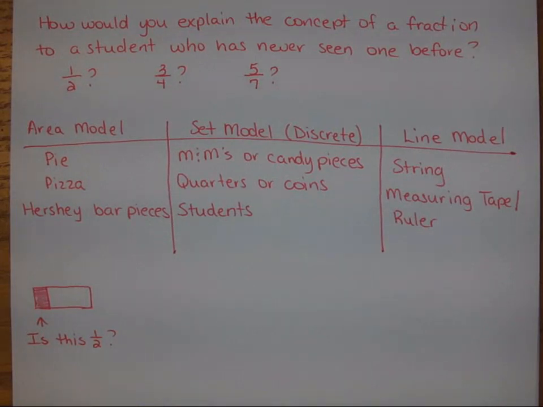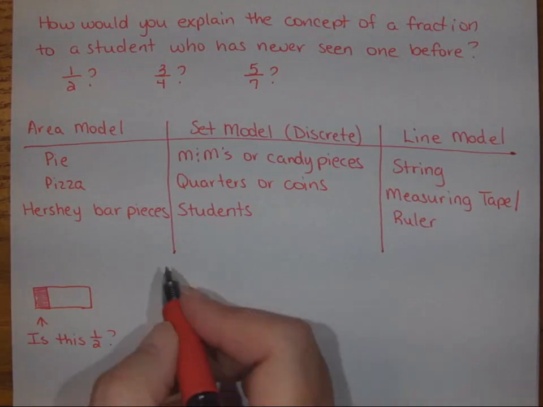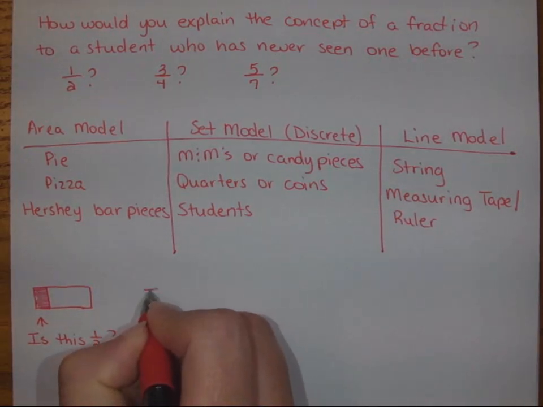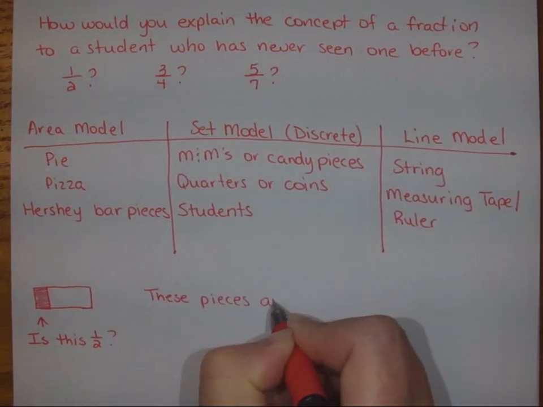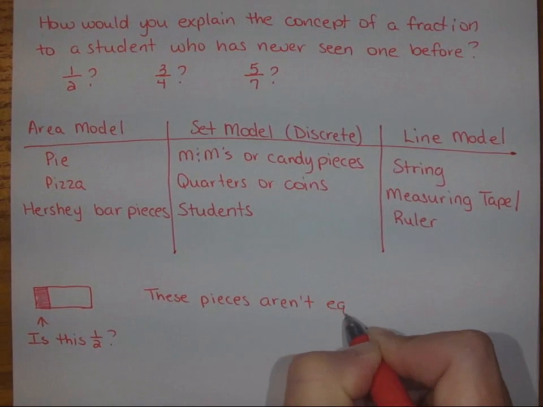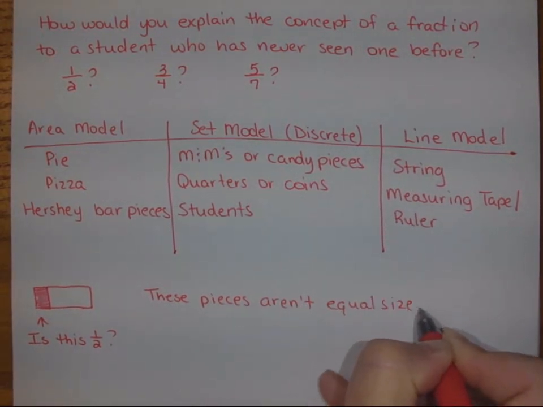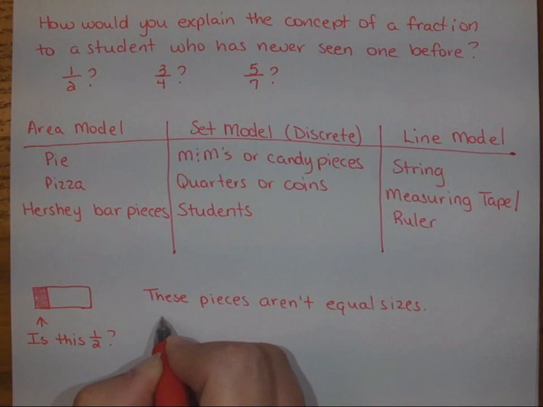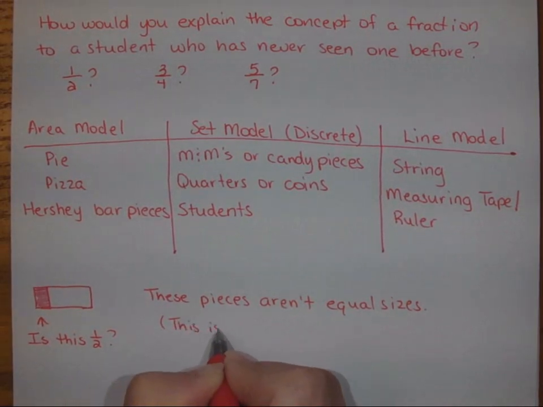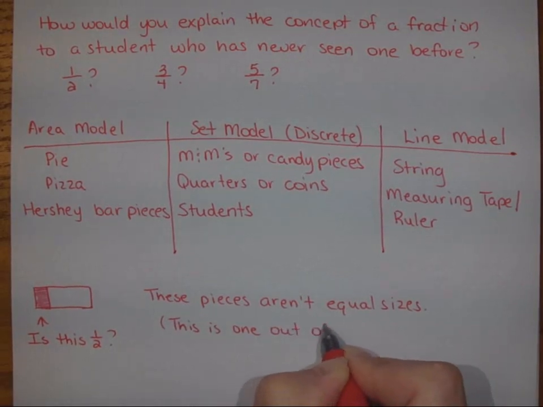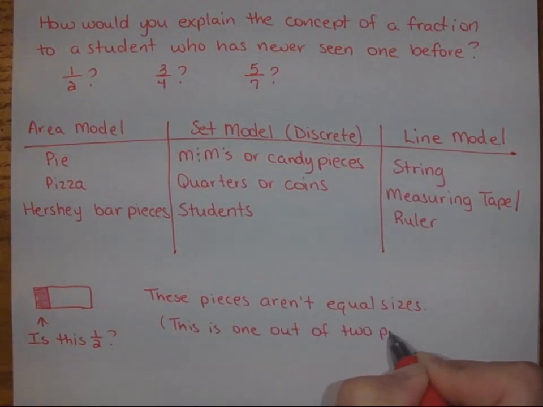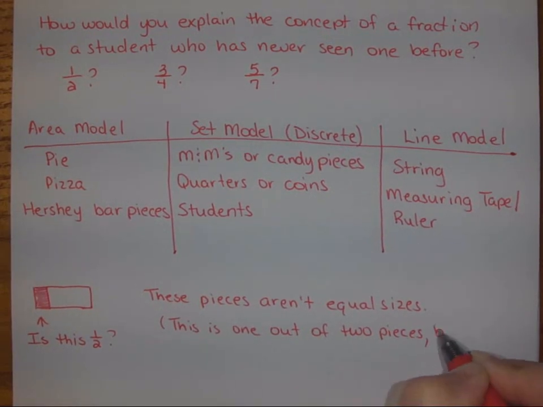So if we only talk about fractions as pieces of a whole, then we miss a really important part. So notice these pieces aren't equal size, and that's a problem. So when we describe fractions to students, we want to make sure that we really emphasize that quality. Okay, so a lot of times I will hear people explain fractions as 1/2 would be 1 out of 2 pieces, and that's partially correct, but it's not complete. So this is 1 out of 2 pieces, but not 1/2.